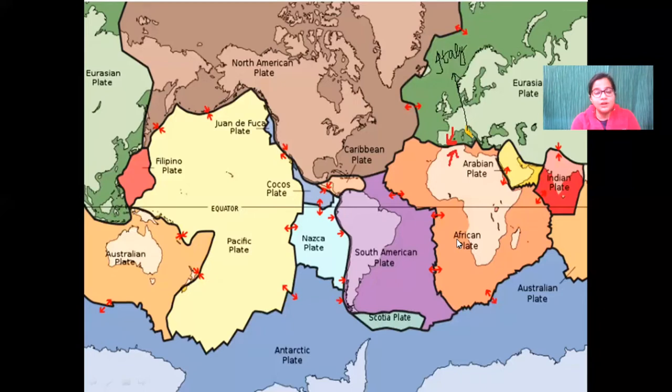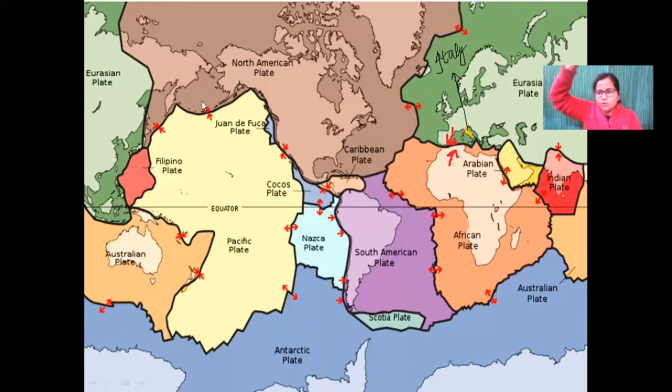Now always remember, the oceanic plate is heavier than the continental plate. That is why the oceanic plate, or the sima, is always located below the continental plate. Okay, now let's look at the positions, the North American plate and the Juan de Fuca plate.